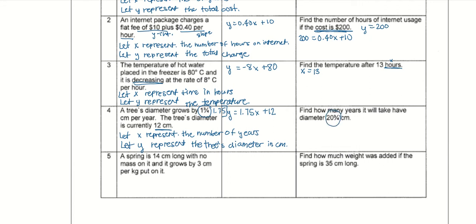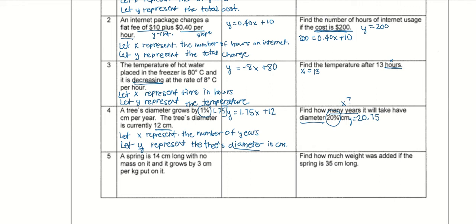Okay, it says find out how many years will it take to have a diameter of 20 3/4 centimeters. So I'm just going to change this to 20.75. And it's giving us the diameter. So remember, diameter is y. So it's telling us that y is equal to 20.75. It's asking us how many years. So we're looking for x. So I'm going to let you solve that one. Remember that you're putting in y is 20.75 into your equation.